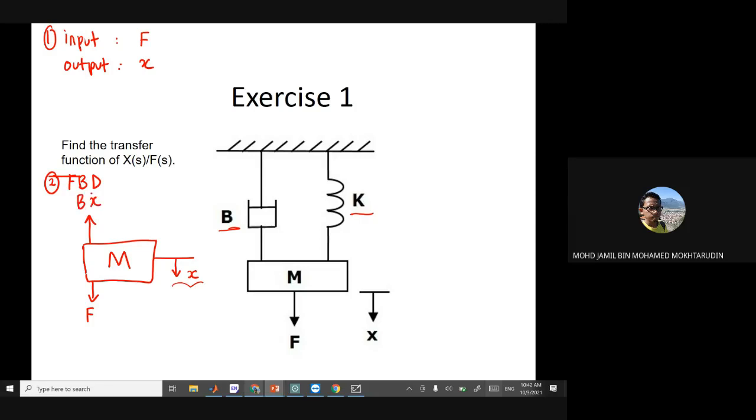Okay, so for damper, always times with velocity. And then you have the spring, K times X. So for spring, it's always times the displacement. And lastly, because the box has inertia, so you must have an inertial force, M times X double dot.